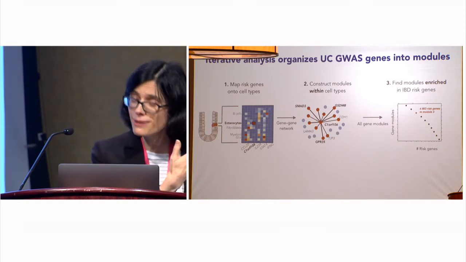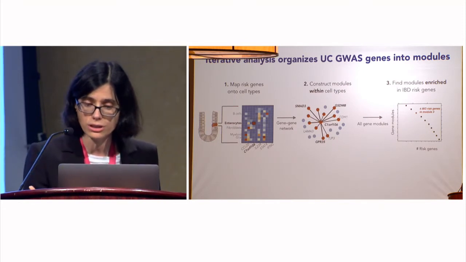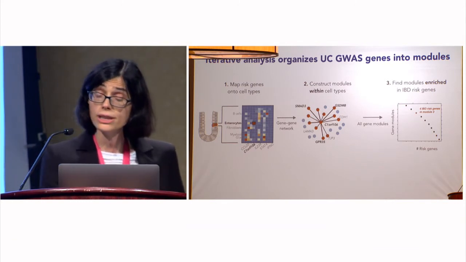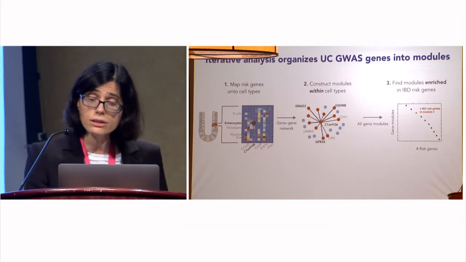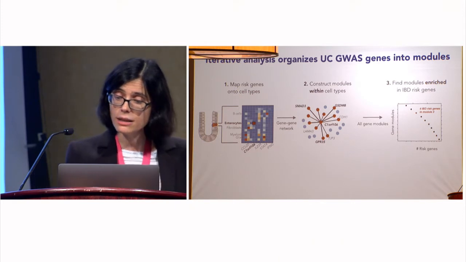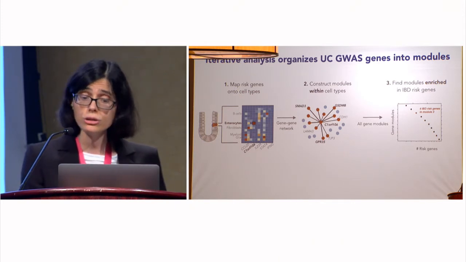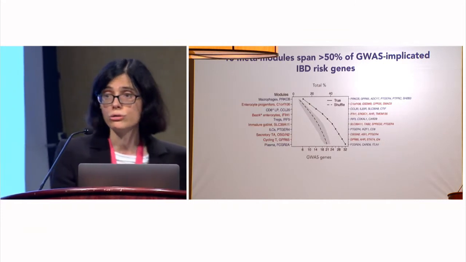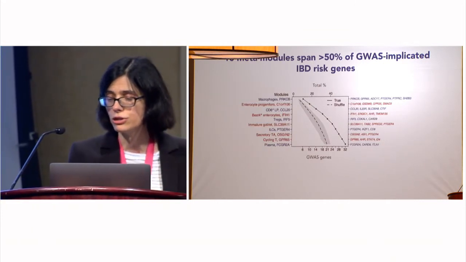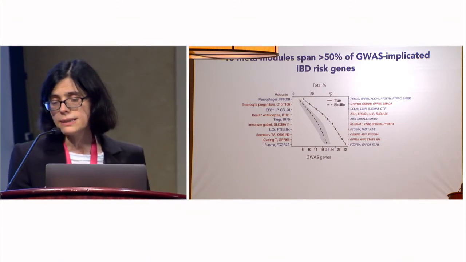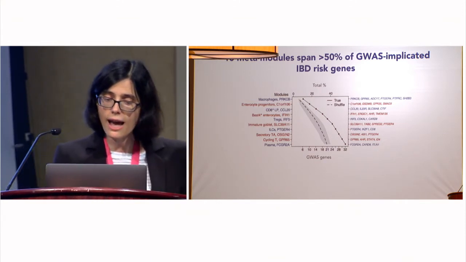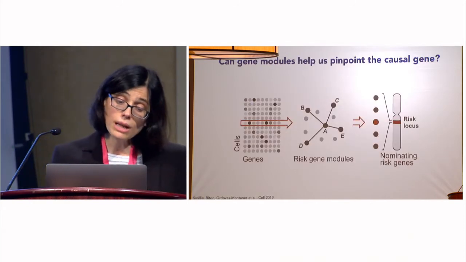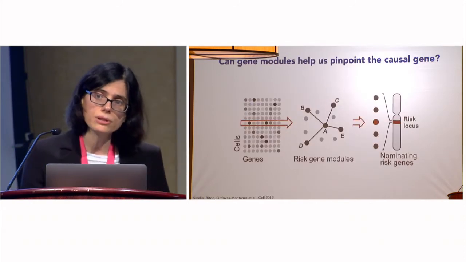So now I wanted to generalize this lovely approach across all GWAS genes. We map the genes to cell types. For each GWAS gene, we look for genes that are co-varying within the cell type, and then we iterate this with different GWAS seeds until we converge on a set of modules that connect GWAS genes to other genes. And what happens when we do this is that most modules are enriched for multiple GWAS genes at a time, so that in fact 10 such modules together span more than half of the UC GWAS genes in a cell type specific manner.